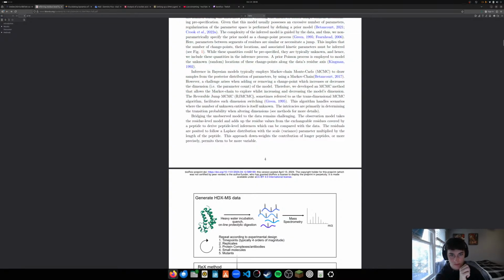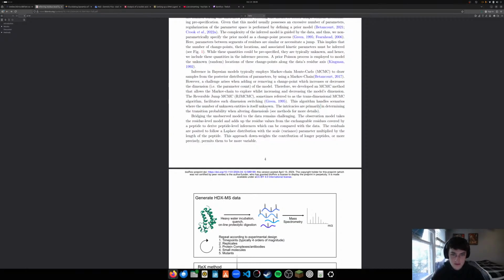The reversible jump, RJ, sometimes referred to as transdimensional MCMC algorithm, facilitates such dimensional switching. This algorithm handles scenarios where the number of unknown entities is itself unknown. Yeah, that's cool. The intricacies are primarily in determining the transition probability when altering dimensions. Bridging the unobserved model to the data remains challenging.